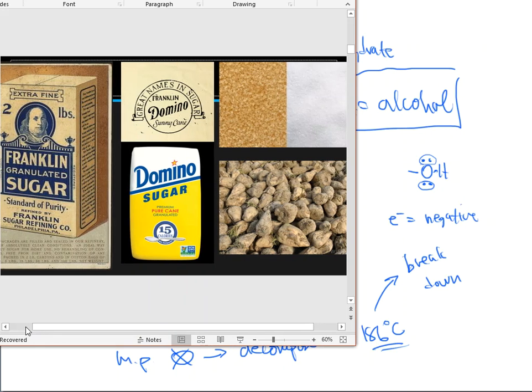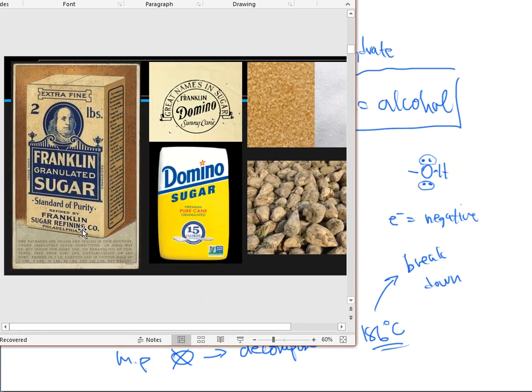But at the same time, I want you to understand that granulated sugar has been around for quite some time. And you can take a look at this old box that shows Franklin granulated sugar in a 2-pound box, extra fine, which means that those crystals are ground up into really, really tiny crystals. That way they dissolve much better in your solution if you need to go that route. Okay?